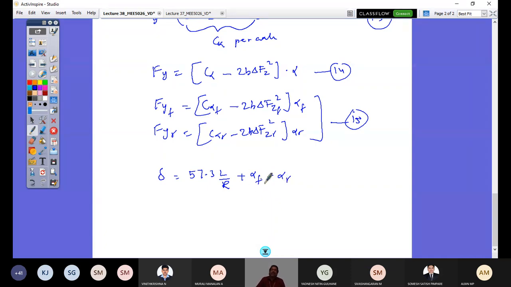So now this alpha F and alpha R are what is required to be substituted. That can be obtained from equation 15. So equation 15 can further be written this way. What is this Fi F? Whatever the centrifugal force. See, Fi is ultimately equal to W U squared by RG, right? So here it is going to be WF U squared by RG, and this is WR U squared by RG.